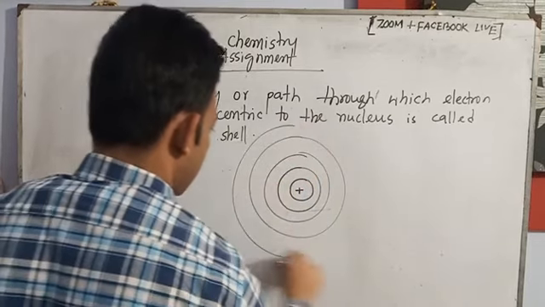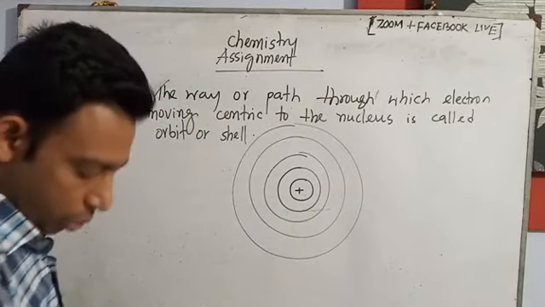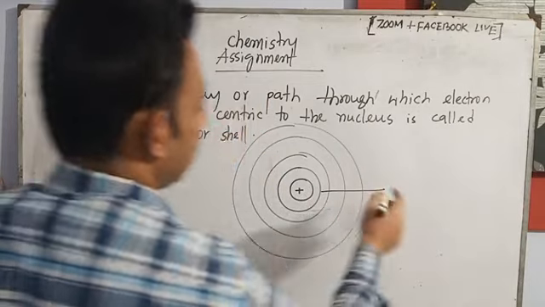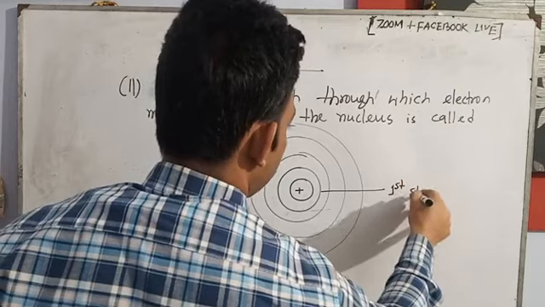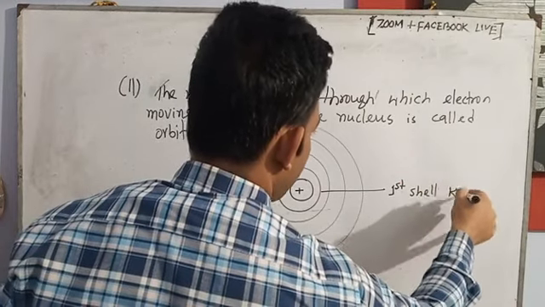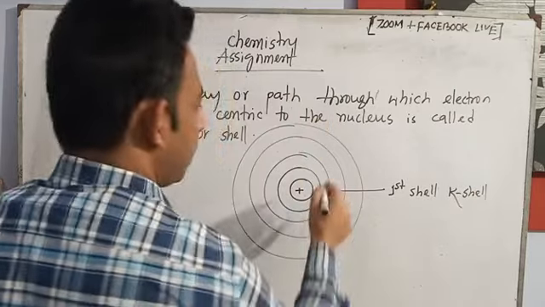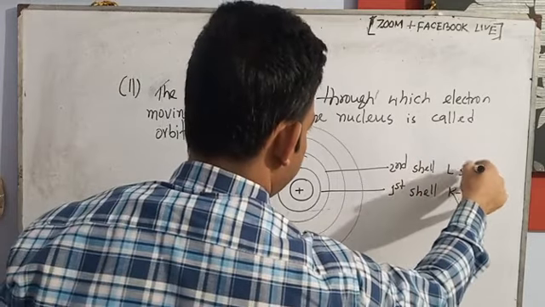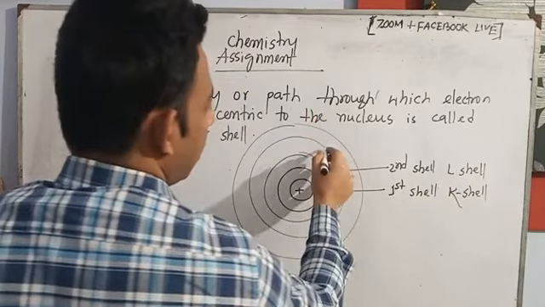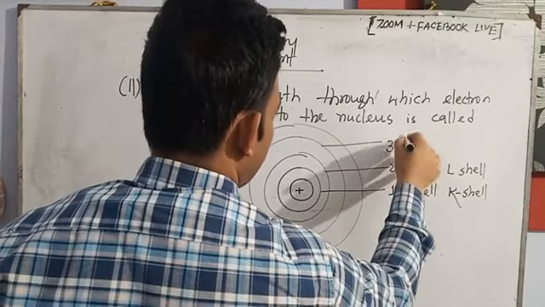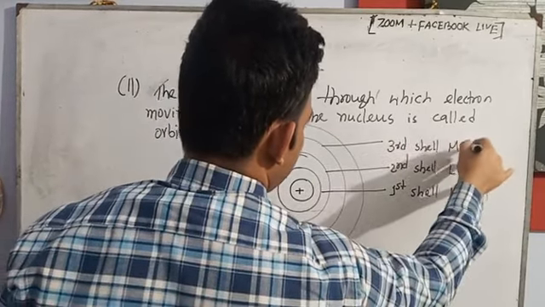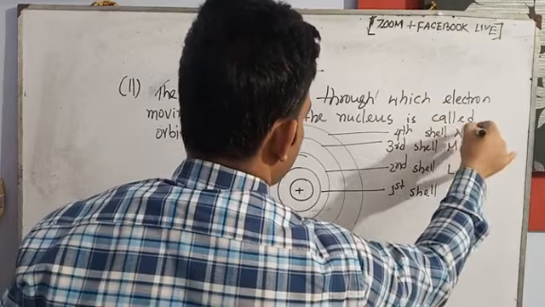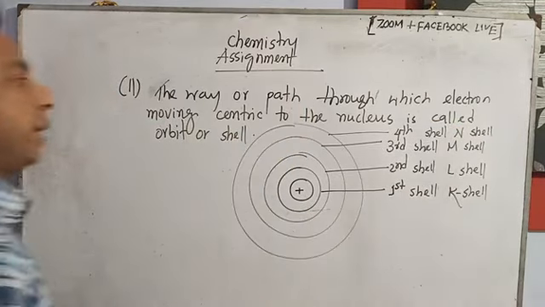This concept we already got from Bohr's model. So this is the nucleus at the center. The first shell or orbit is the K shell. Second shell, L shell. Third shell, M shell. Fourth shell, N shell. This is the categorization naming by chemists.